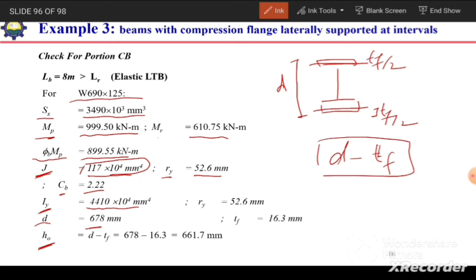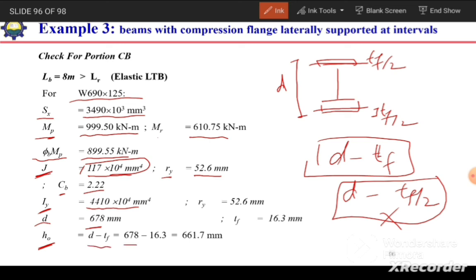In the previous video related to the nominal flexural strength of the member, I made a mistake that I wrote it as d minus tf by 2. That is wrong. It is actually d minus tf. So we need to correct that. So d minus tf, 678 minus thickness of flange, which is 16.3. So ho comes out to be 661.7.